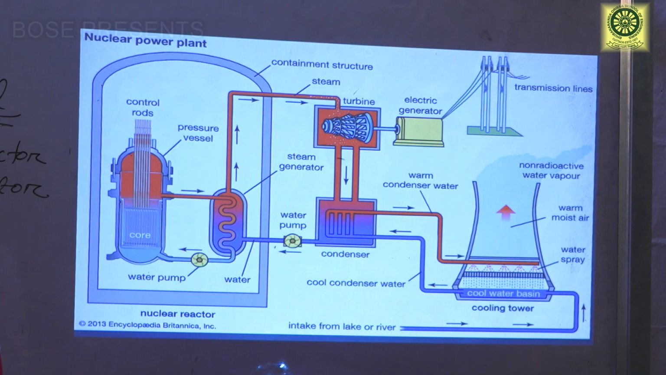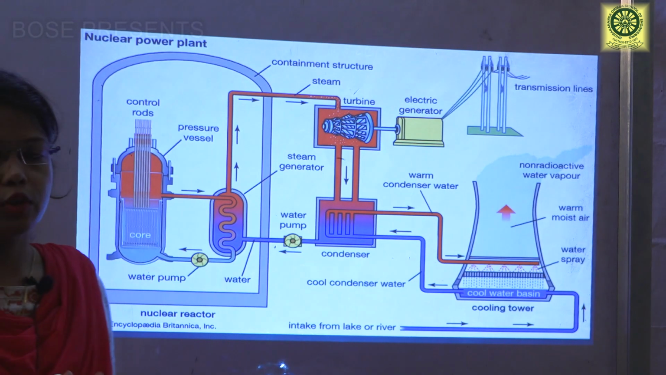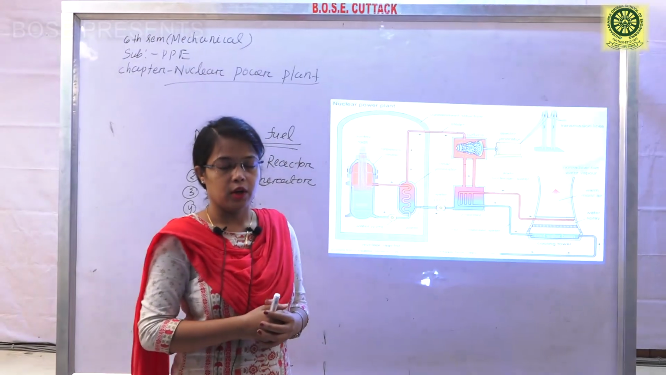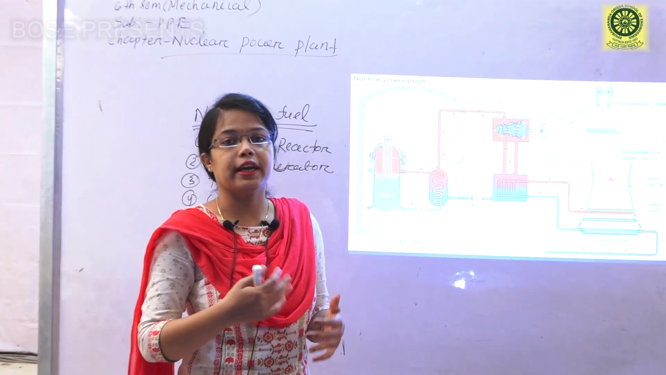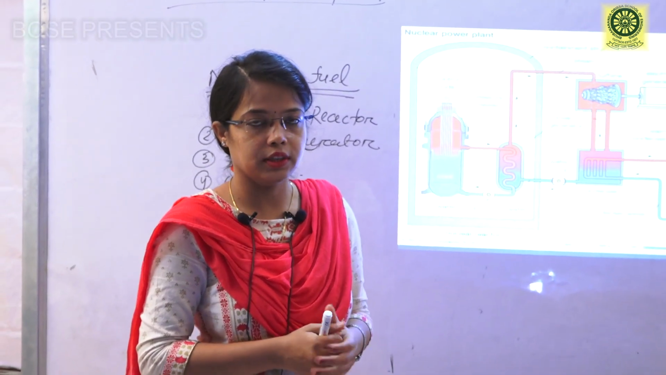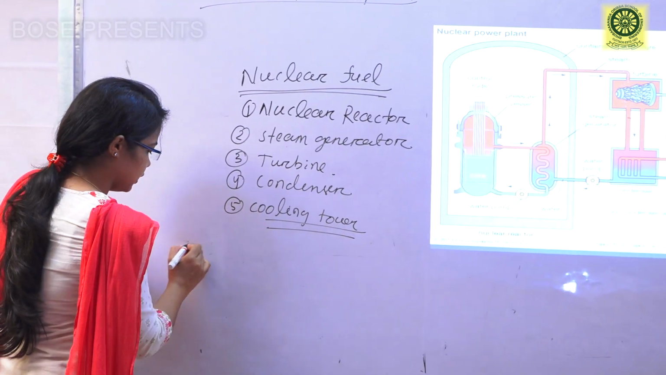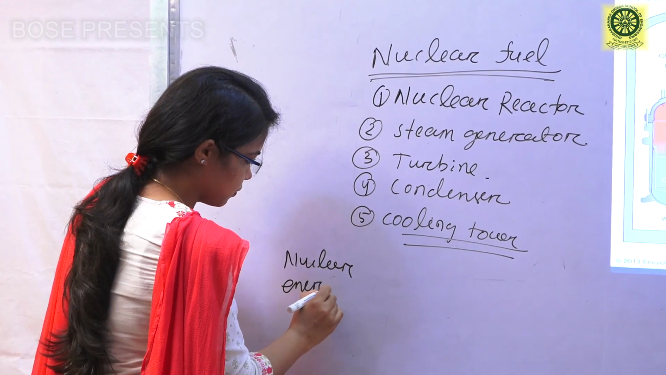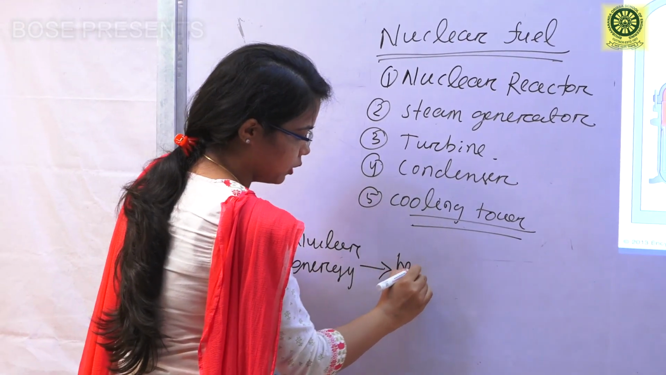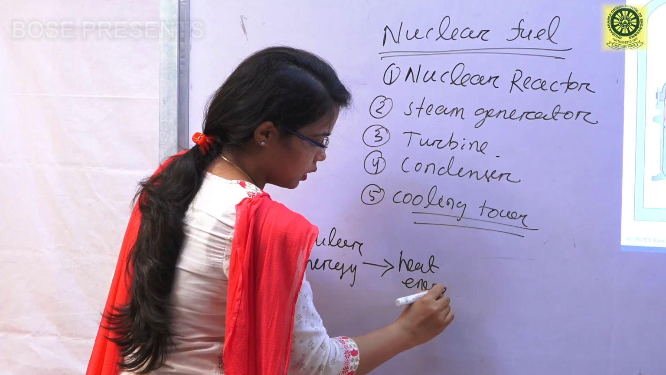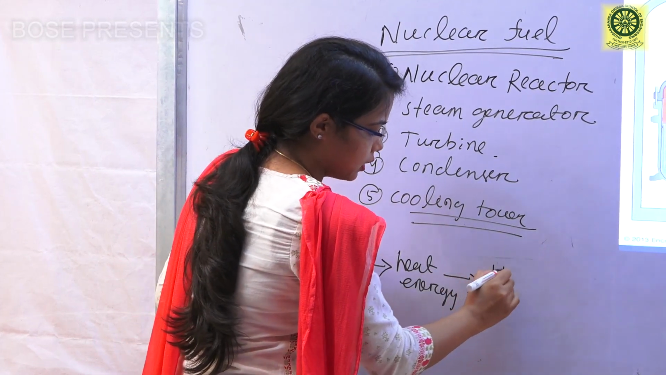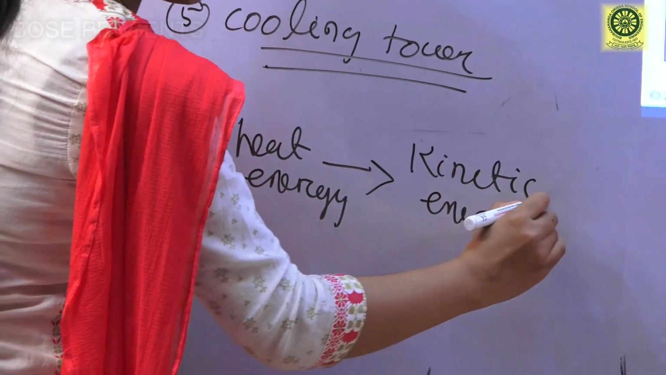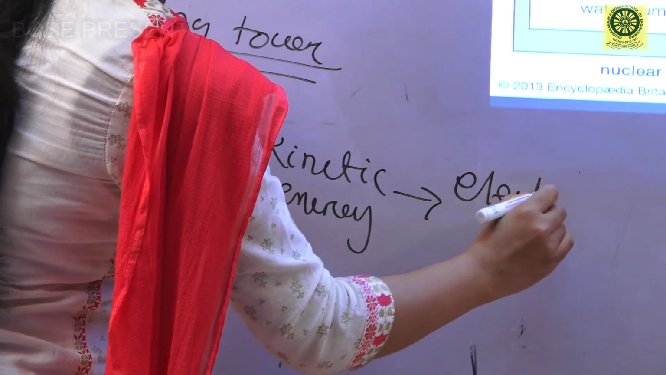You all know that we are using superheated steam in the turbine for the production of a high amount of energy or power, which is again converted into electrical energy. What is that conversion? First one is nuclear energy, okay, then that is converted into heat energy, and that is again converted into kinetic energy, and finally that is converted into electrical energy.